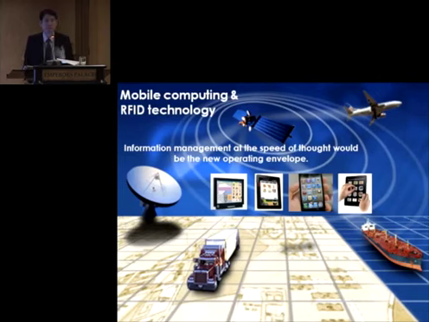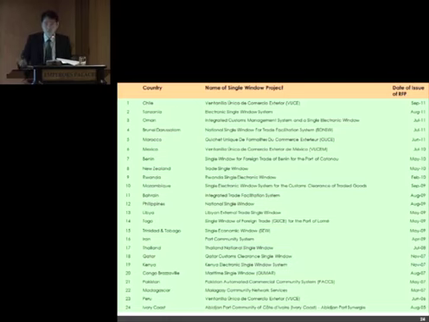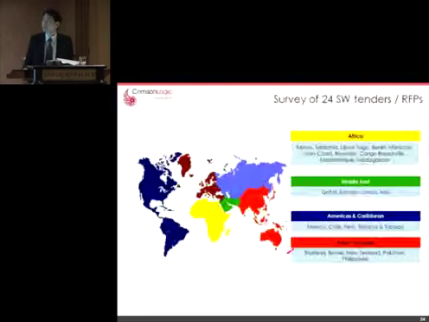Okay, I'll go into the regional trends that we have been seeing. Basically, this is taken from the past 5 to 7 years of proposals that are being requested by various countries. The proposals are from Africa, Middle East, Americas, Caribbean, and Asia.